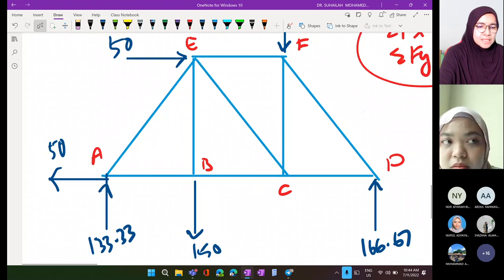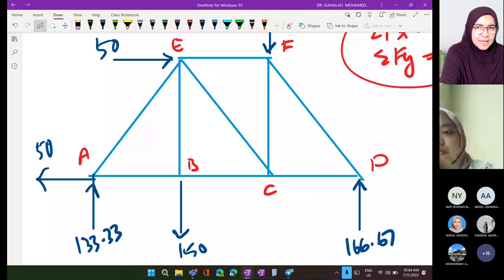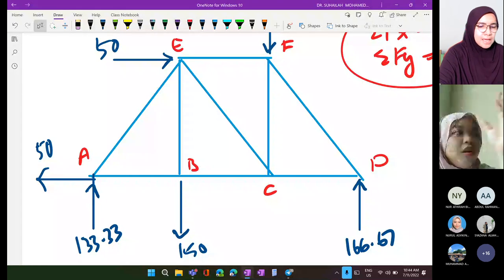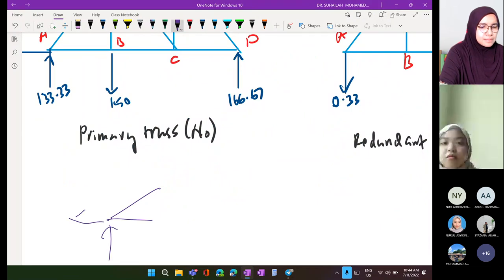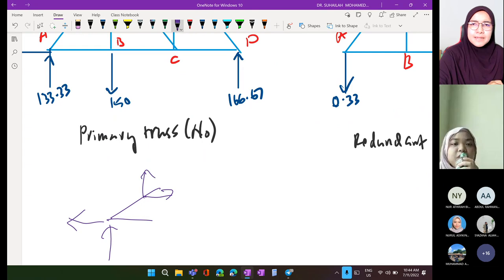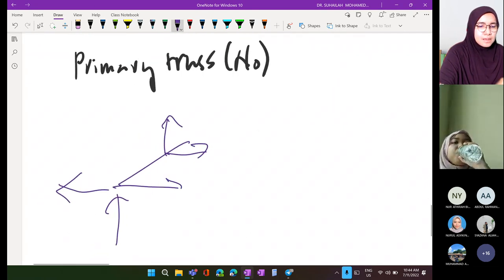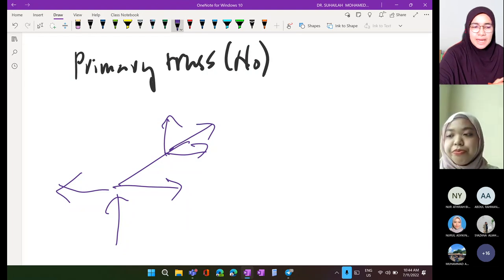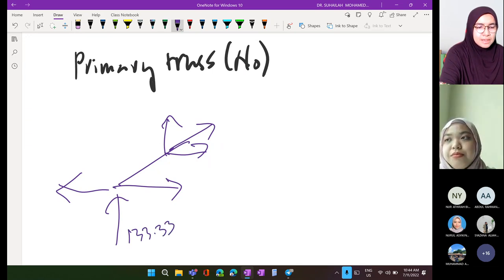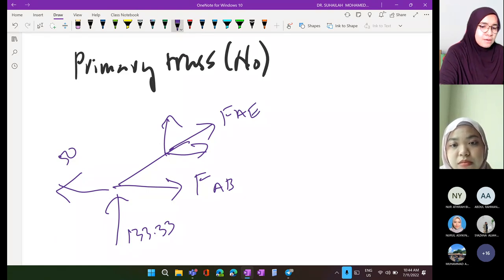Balance means that at A, dekat A, kalau kita buat using method of joints dia macam ni. If we calculate using the method of joints, we do it like this. This is 133.33. This is 50. So this is FBC. It's FAB. And this is FAE.